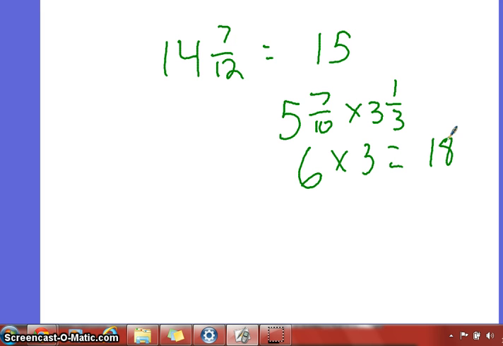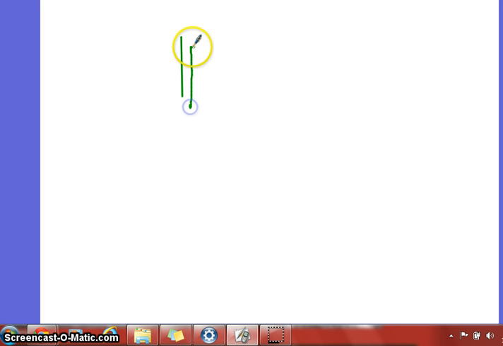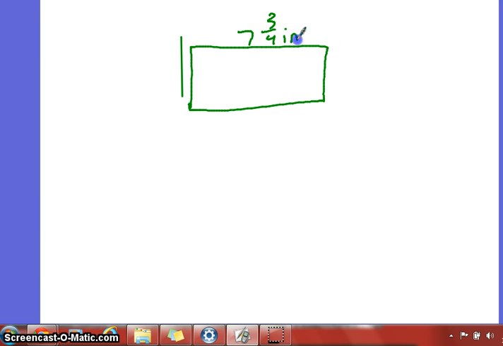If I had a rectangle that was 7 3/4 inches on one side and 4 7/8 inches, and I need to estimate the area really quickly, I would say that this is close to 8 and this is close to 5, because these are both bigger than a half, so I'm going to go up. 8 times 5 is 40 square inches. And I'd be close. I wouldn't be 100% accurate, but I'd be close. And that's all I need to know so I can estimate.